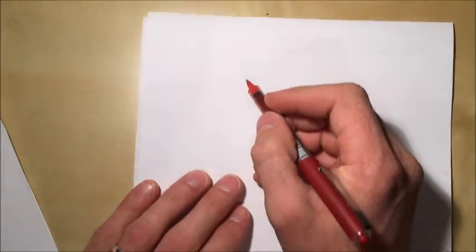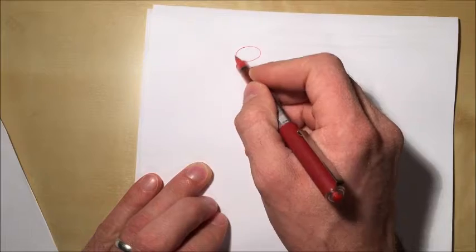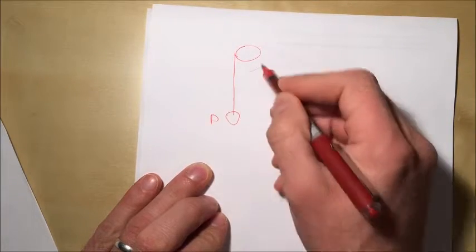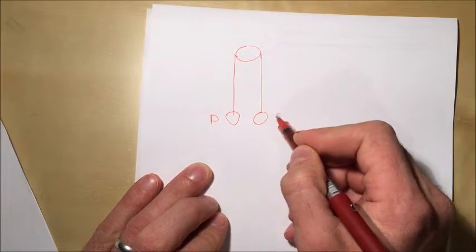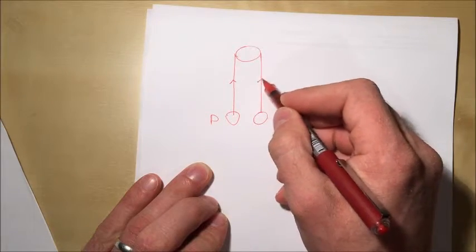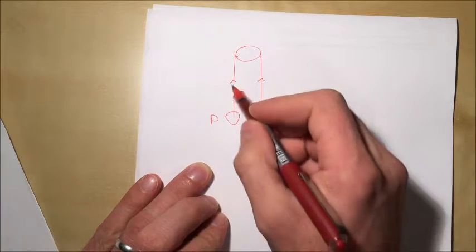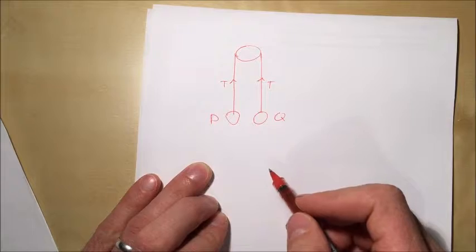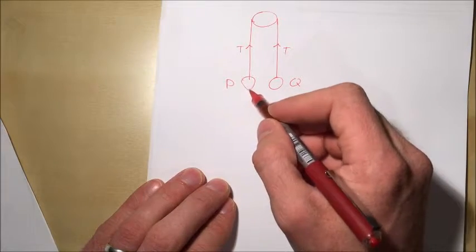So we're starting off with this situation here, which is that P and Q start at the same height, and it turns out to be quite important that they're starting off at the same height. There's a tension in the string which is keeping P and Q from accelerating downwards and just falling down to the ground.